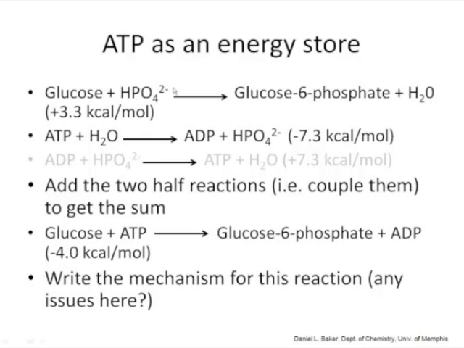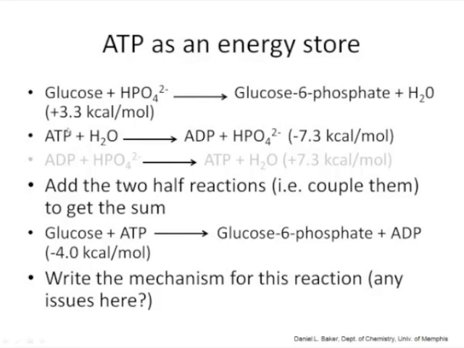Well, we need to think about breaking this down into separate half reactions here. Again, this is something you talked about in Gen Chem 2, and we want to bring it back to the surface. So reacting glucose with HPO4 2- to give you glucose 6-phosphate and water has the problems that we talked about, but it's also an endothermic reaction. So we need a little more than 3 kcals per mole of energy to be able to make this happen. So it's not a spontaneous reaction to begin with.